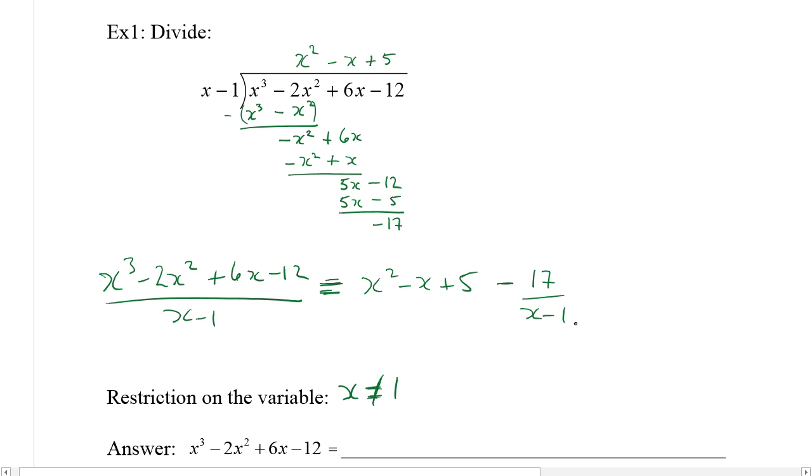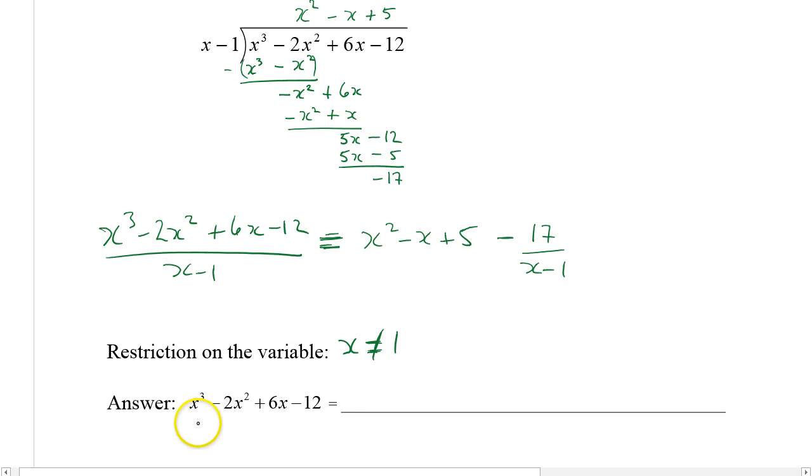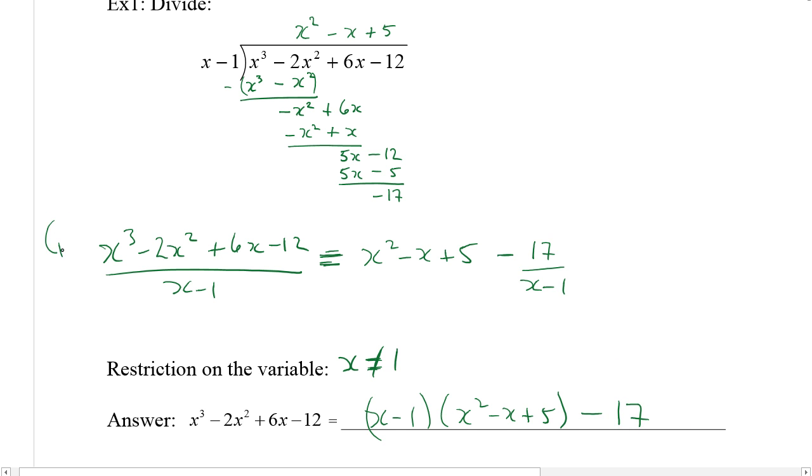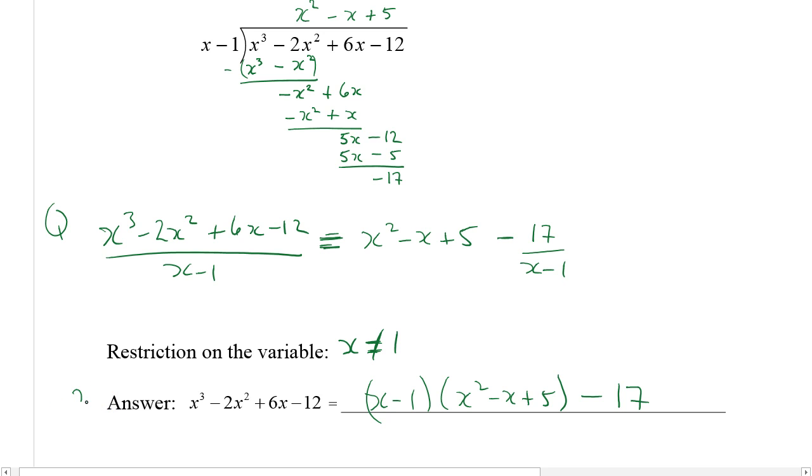So that's the one way to do this. The other one is, if you imagine I multiply both sides by x minus 1, so I just get this by itself here, I will get x minus 1 multiplied by x squared minus x plus 5, minus 17. Okay, so this is the first way of saying the answer. This is a second way of doing the answer.